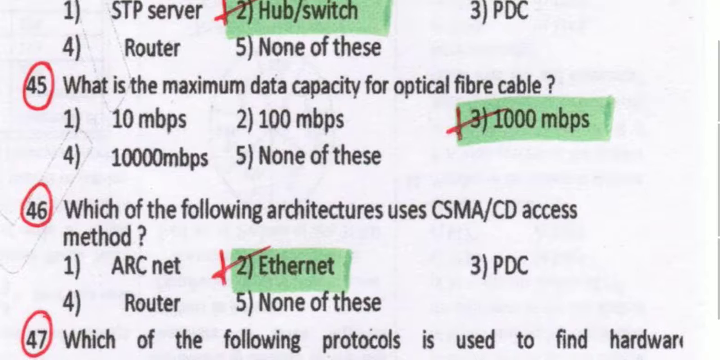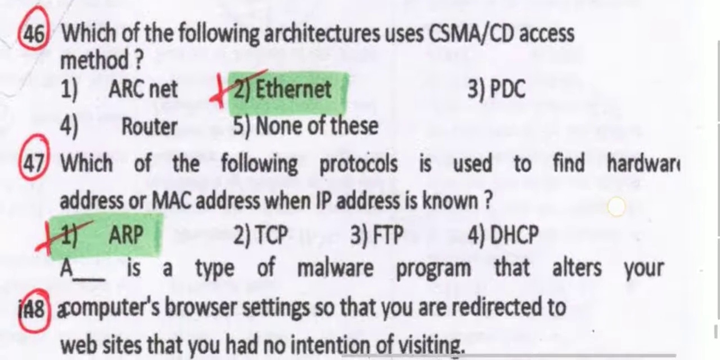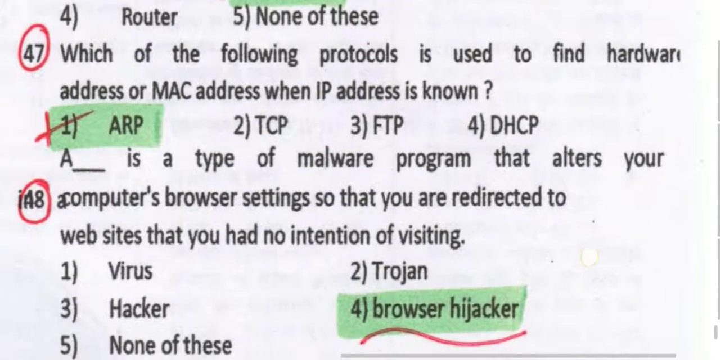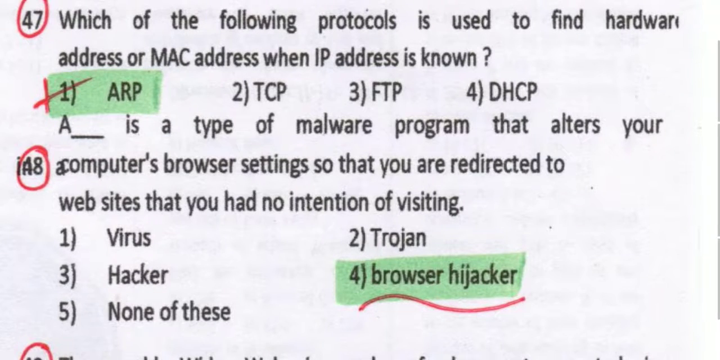You can see 100 Mbps. The following architecture uses the CSMA/CD access method: that is Ethernet. Which of the following protocols is used to find the hardware address or MAC address when the IP address is known? That is ARP, which is to be remembered.